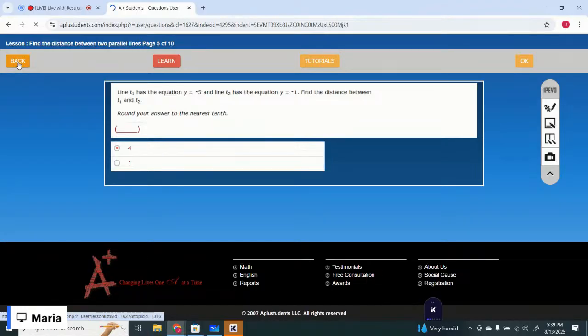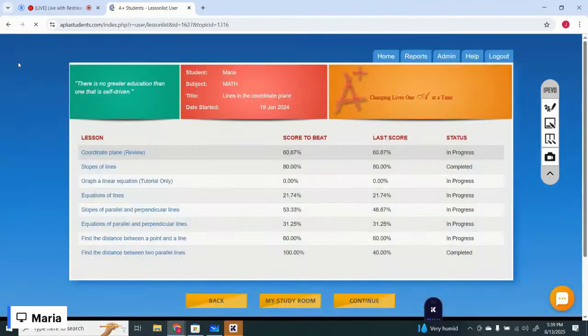Okay, you can complete the lesson by yourself later today. So we were working on the grade 10 math chapter, lines in the coordinate plane. The lessons we have covered today are slopes of parallel and perpendicular lines, equations of parallel and perpendicular lines, find the distance between a point and a line, and find the distance between two parallel lines. Please make sure before the next session you complete all the practice questions for the lessons we just did. That is your homework until next session.